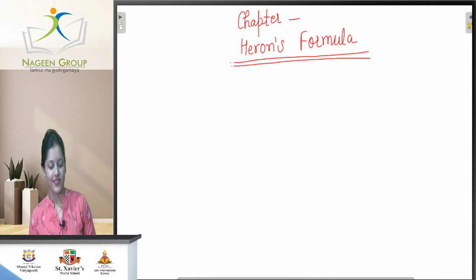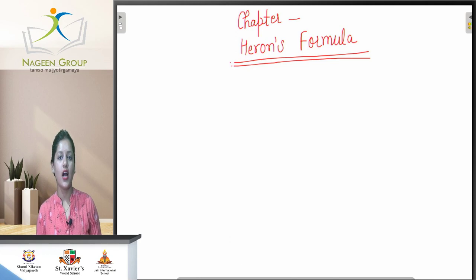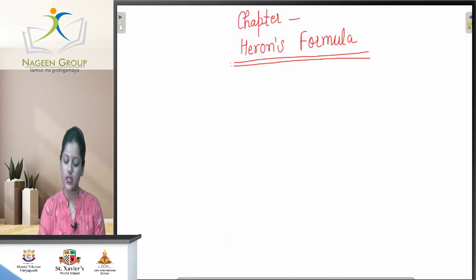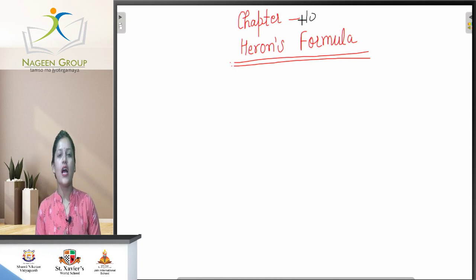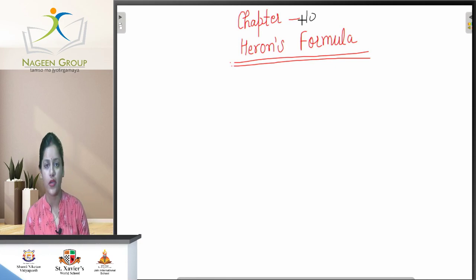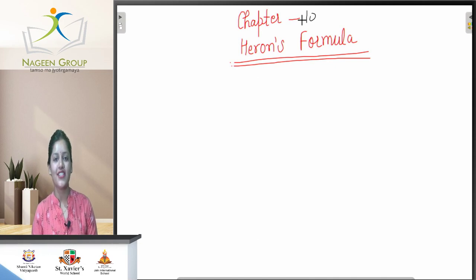Hello everyone. Today we are going to start our 10th chapter, that is Heron's formula, first class. This is our first class of chapter 10. In this class we are mainly going to study the area of a triangle by using Heron's formula, as well as a triangle, its basic properties and some other things including the history of Heron's formula. So let's get started.